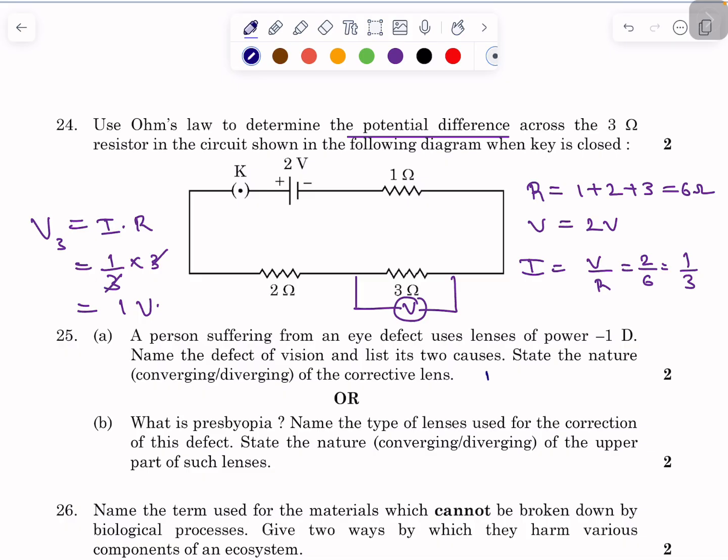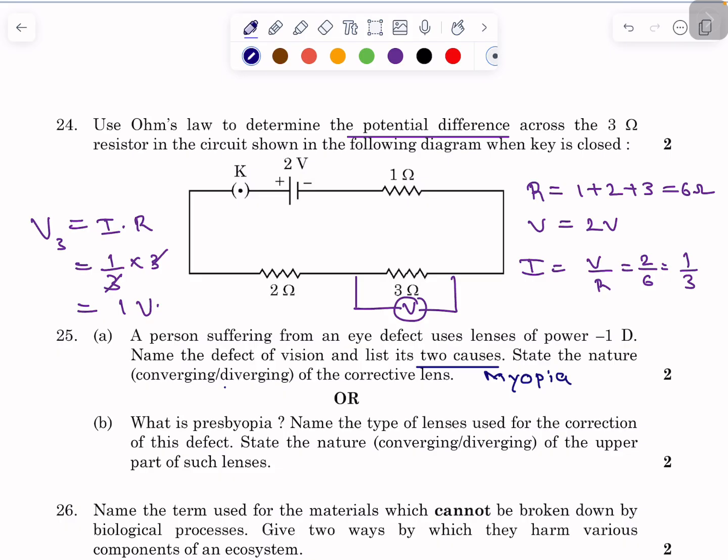So this is a myopia defect, and we also call it short sightedness. For this we have two causes, right? List two causes. One cause is excessive curvature of the eye lens, and the second is elongation of the eyeball. Okay, these are the two reasons.